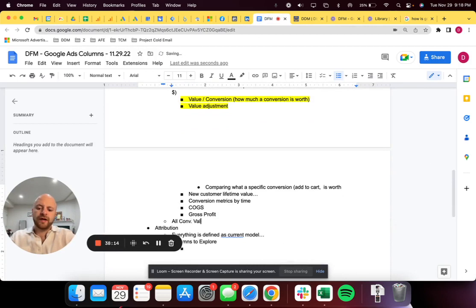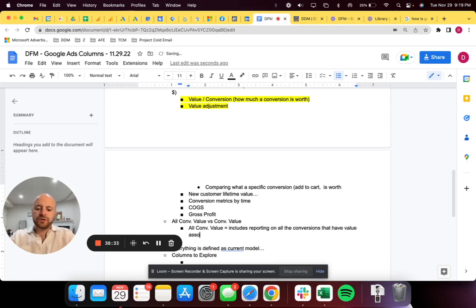All conversion value versus conversion value. So all conversion value includes reporting on all the conversions, all the conversions that have value associated with them in the account.